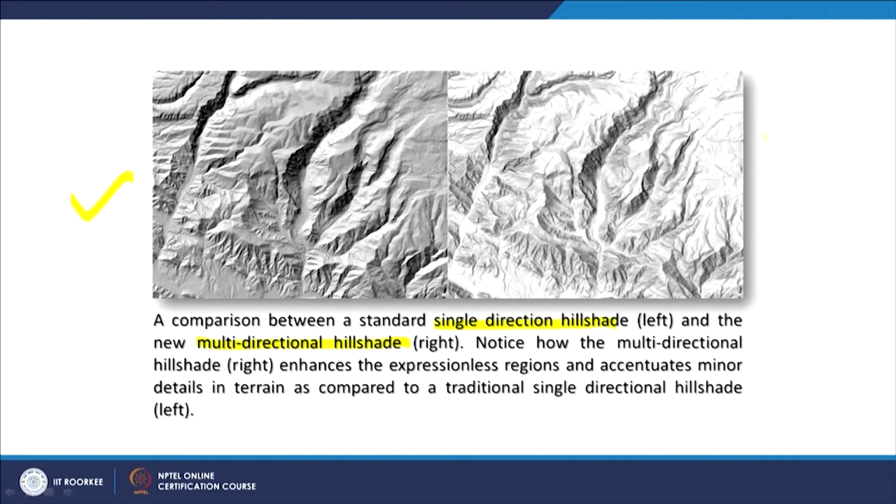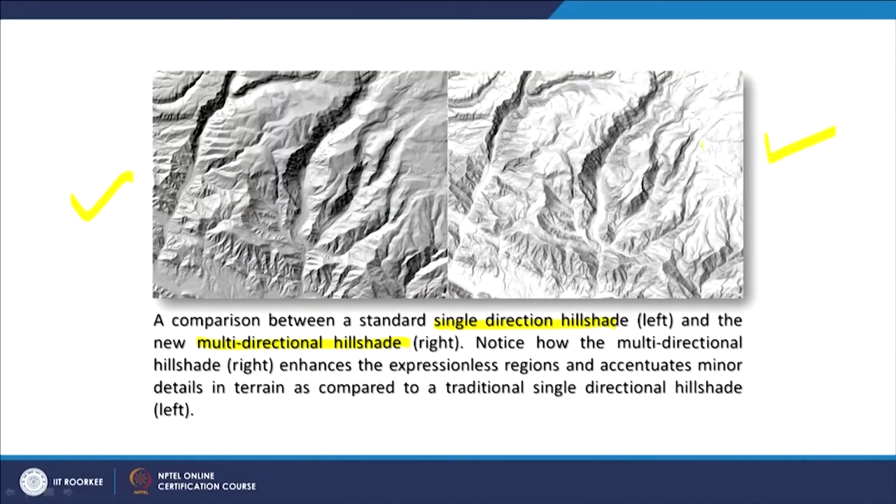So definitely those people who have been using single directional, if this becomes very easily producible using standard software, then people would definitely go for multi-direction. Because if I have to do the simulation, that means I am putting the sun in the northwest direction, then the question will come, why only the northwest direction, why not other directions, why not multiple illumination sources. So if we do that kind of work, we can produce a much better hillshade than a single direction one.